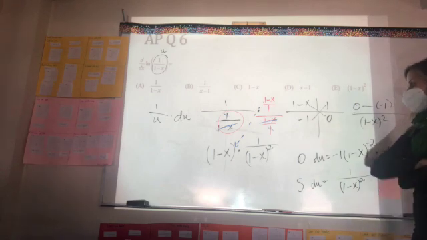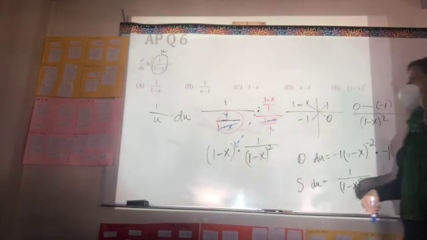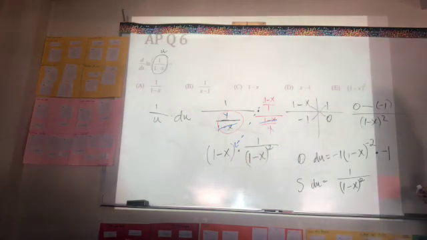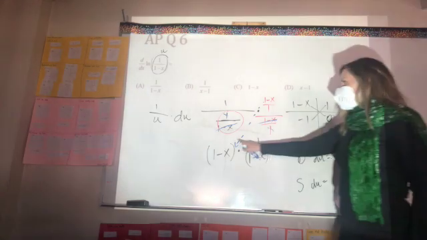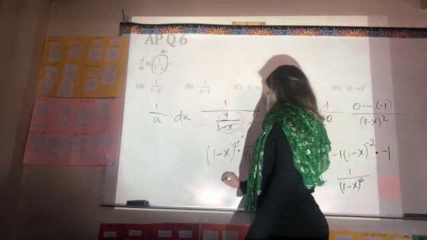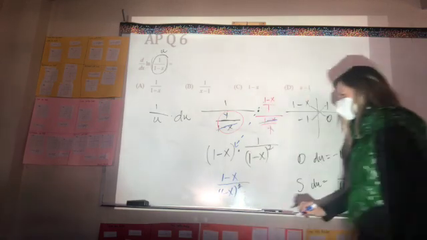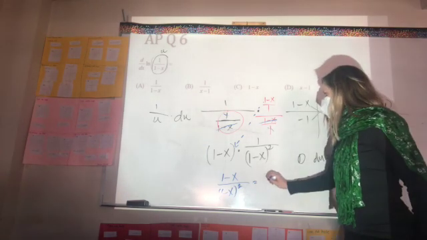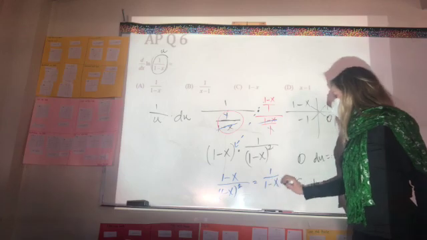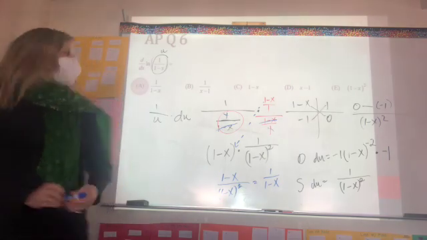Wait, let's do the answer. So I have 1 minus x times 1 over 1 minus x squared. So this is to the first power. Let's write it out. So I have 1 minus x over 1 minus x squared, and we simplify it, so it's 1 over 1 minus x. That was so complicated just to get that. Yeah, it was so complicated.